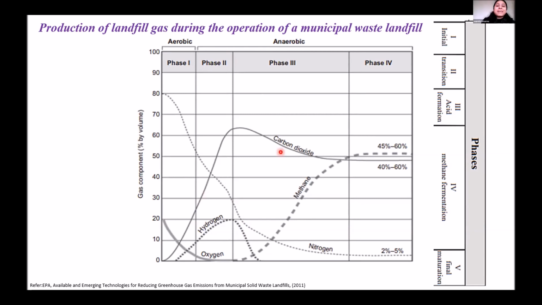So the anaerobic phase is mostly about the acid formation. What happens there is the pH of the leachate drops significantly. Organic acids get developed. Then it leads to the final phase, the methane fermentation phase. So all the decomposable, biodegradable materials are converted to either methane or carbon dioxide by methanogenic bacteria, which is mostly an anaerobic form of bacteria available there. So this is about the production of the landfill gases.